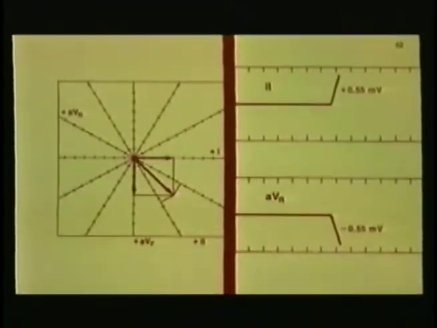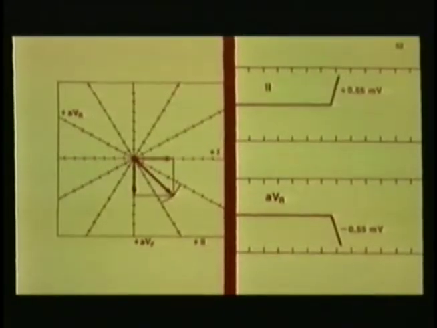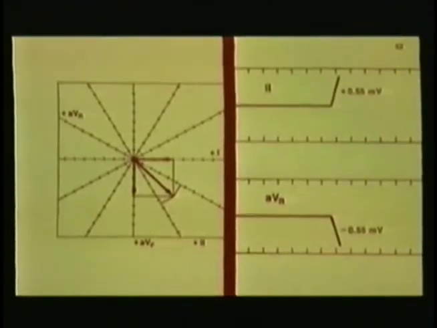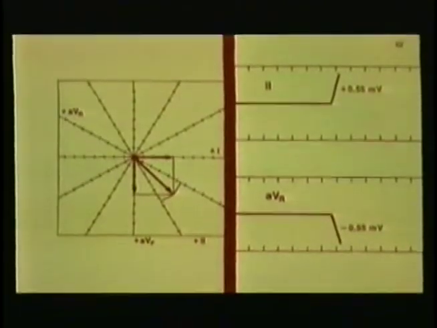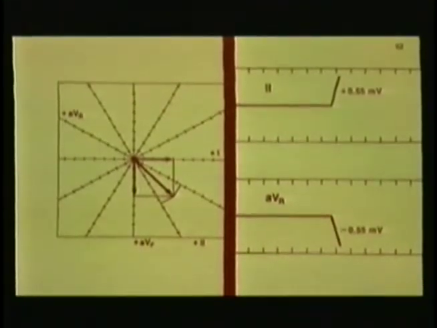(52) The resultant vector lies at about plus 45 degrees and results in a positive lead 2 deflection of approximately 55 hundredths millivolt and a negative AVR deflection of approximately 55 hundredths millivolt.